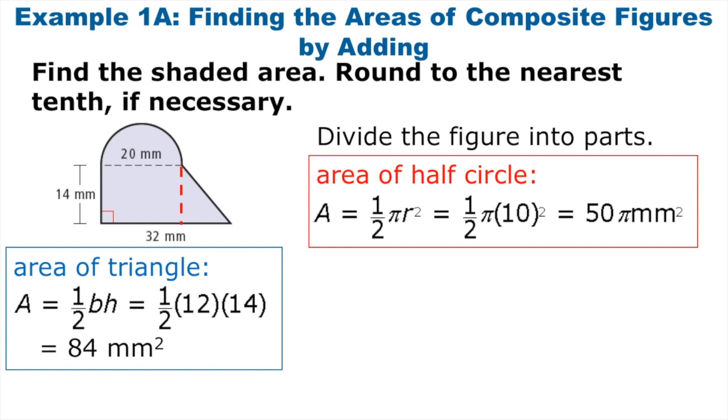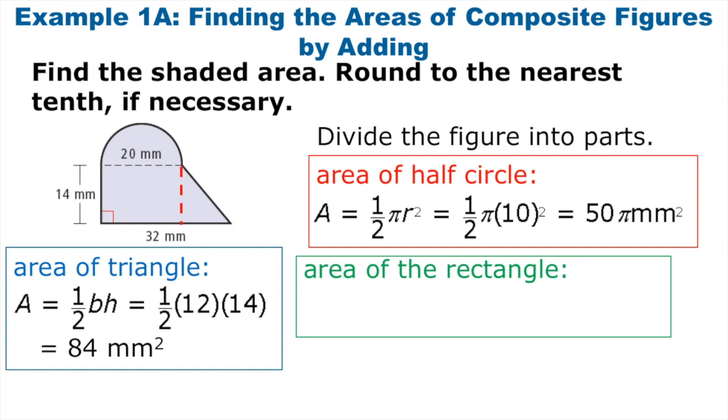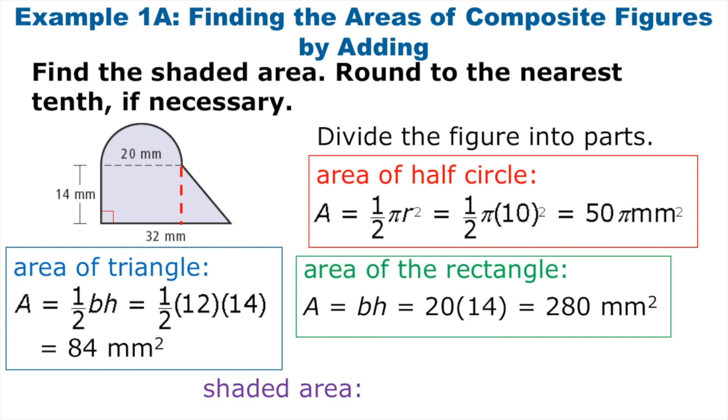And then the last shape that I want to look at is the area of the rectangle. The rectangle formula is base times height. Since the top of the rectangle is 20, we know that the base is 20. And we see that the height of the rectangle is 14 on the left. So using 20 times 14, we get 280 millimeters squared. So to find the entire area, or the part that's shaded, we're going to add all of our areas together. So 50 pi plus 280 plus 84 will give us approximately 521.1 millimeters squared.